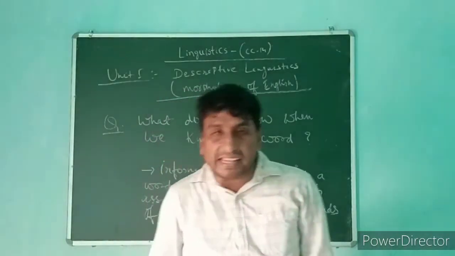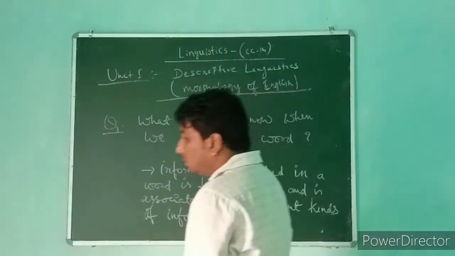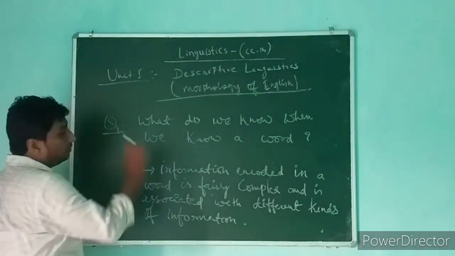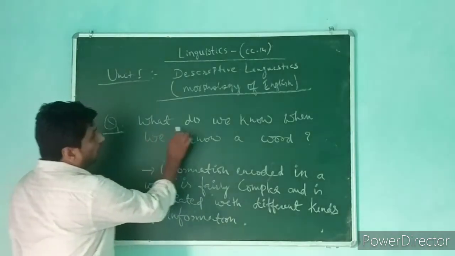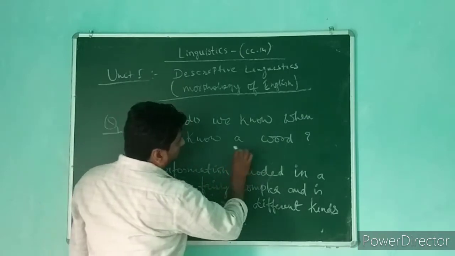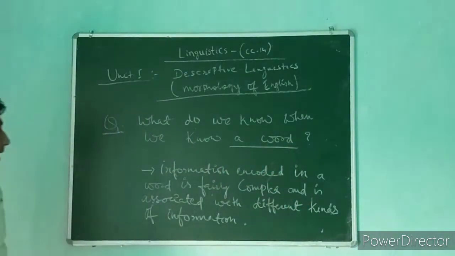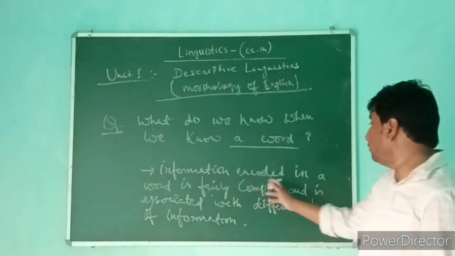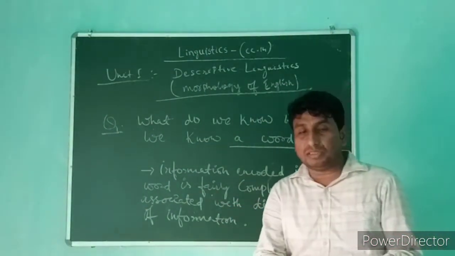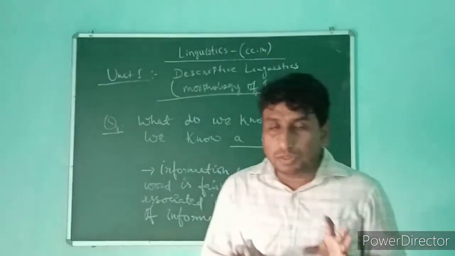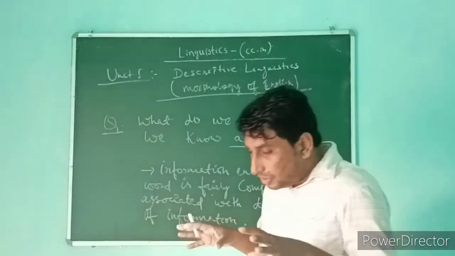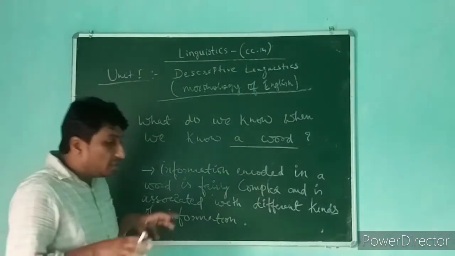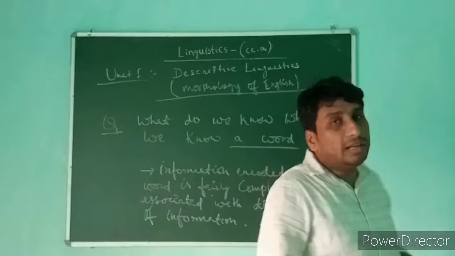So what exactly do we know when we know a word? This is very important to understand, and I have written it down here. The question is, what do we know when we know a word? A probable explanation is that several pieces of information are associated with any word, and this information remains encoded in each and every word.